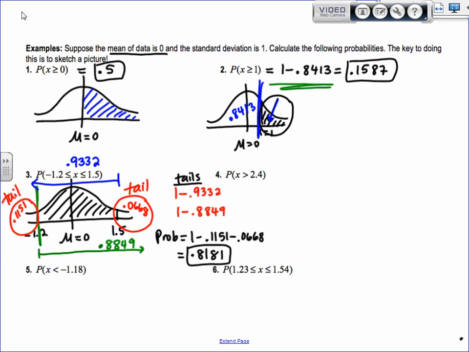All right, so let's try the next one. The probability that x is greater than 2.4. The probability that x is bigger than 2.4, our mean of 0 is in the middle, so 2.4 is on the right side somewhere. It's pretty far on the right.